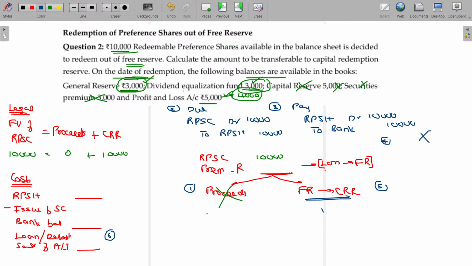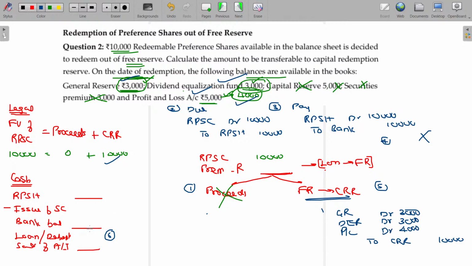I need 10,000 rupees. How much do I need for the CRR? 10,000 rupees I am in need. I calculated already. How can I arrange this? From the GR 3,000, from the dividend equalization reserve 3,000 rupees, still I need 4,000 rupees, which is taken from the profit and loss account. So profit and loss account debit 4,000 rupees.